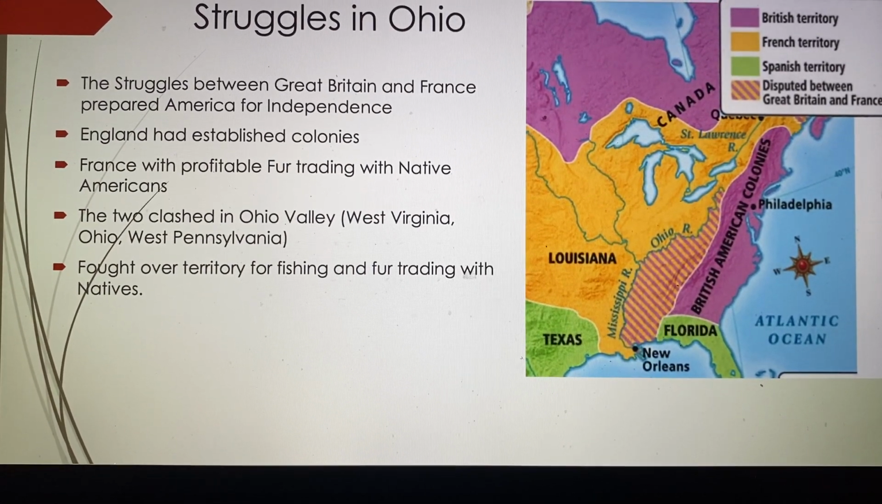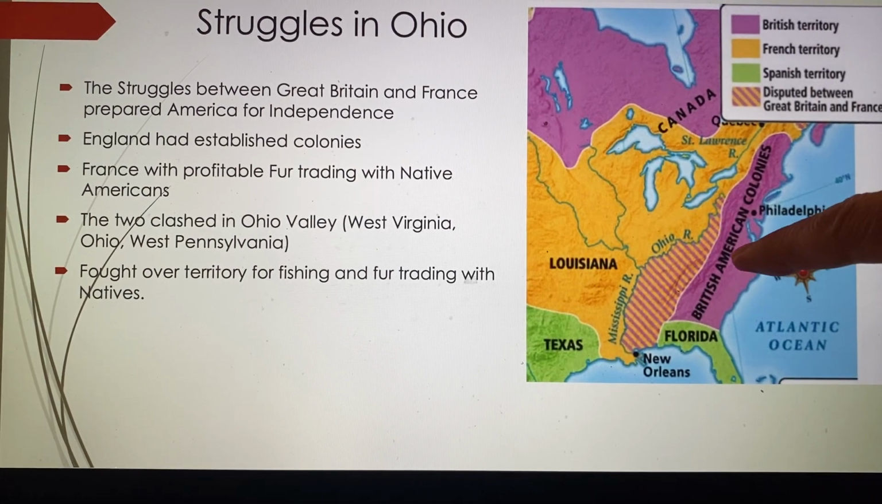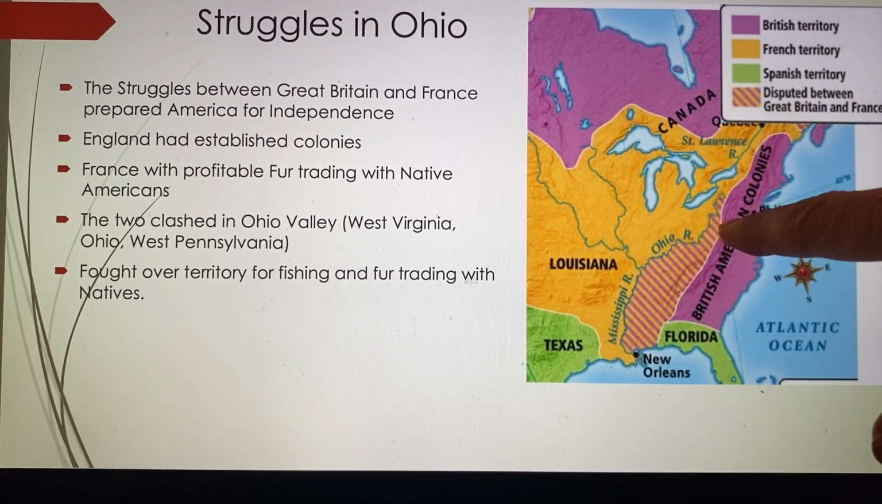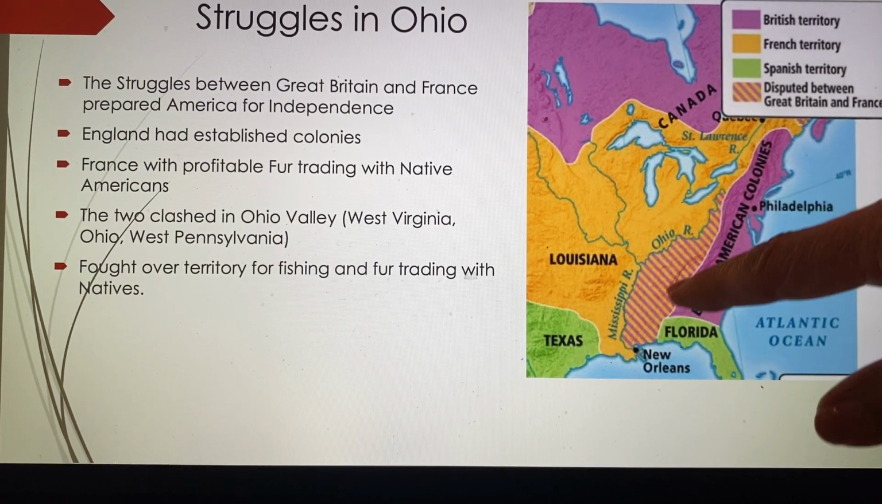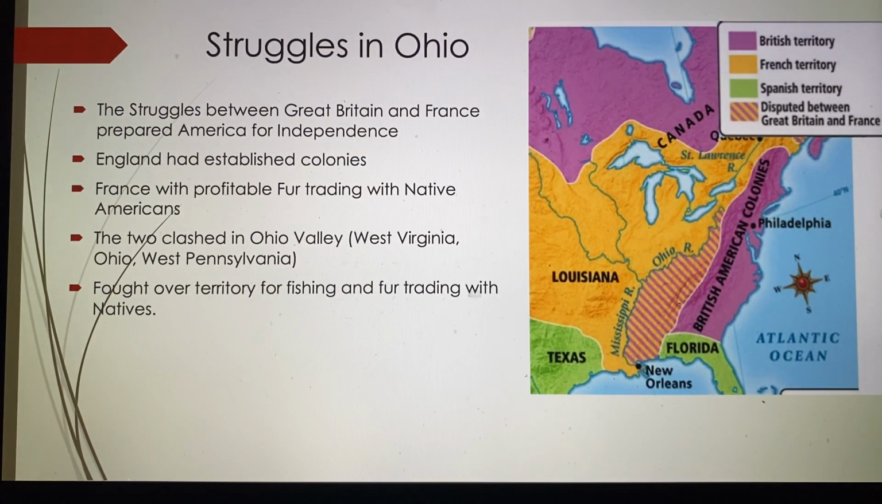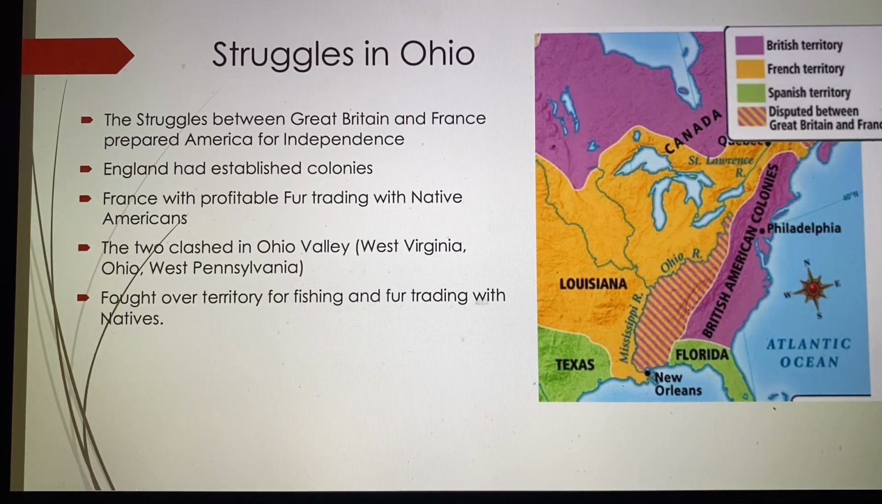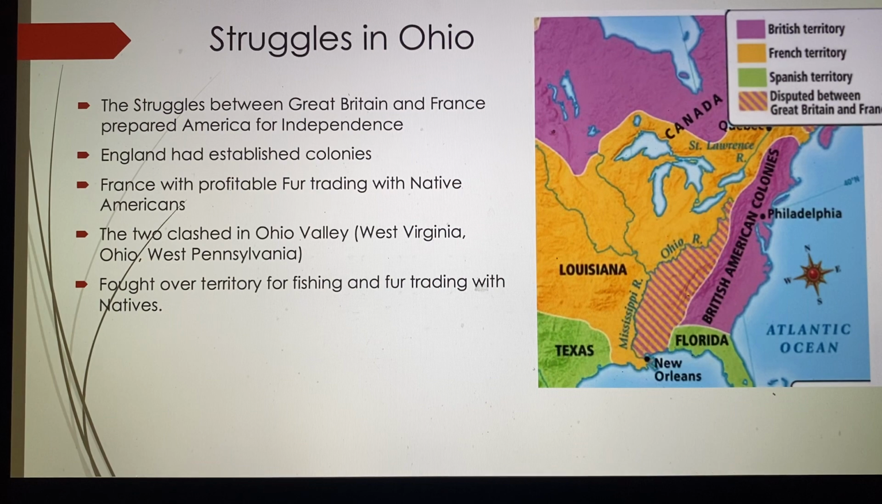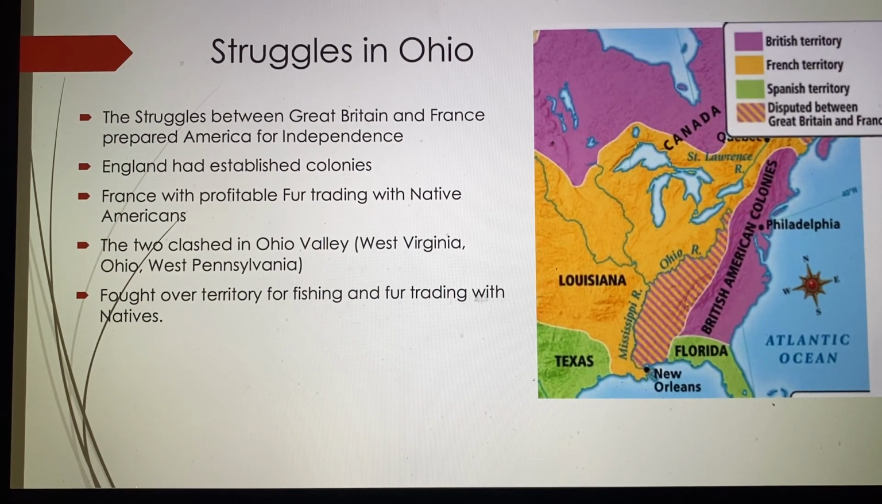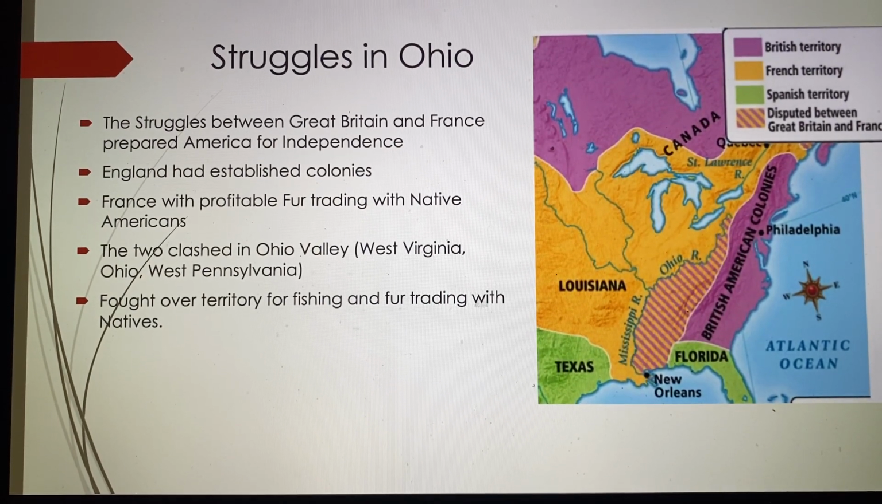So right in between the British colonies and Louisiana, there was the Ohio River and the Mississippi River, this area right here. And that area was where the turmoil began. Why? It was right between the French and the American colonies. So the struggles between Great Britain and France prepared America for independence.